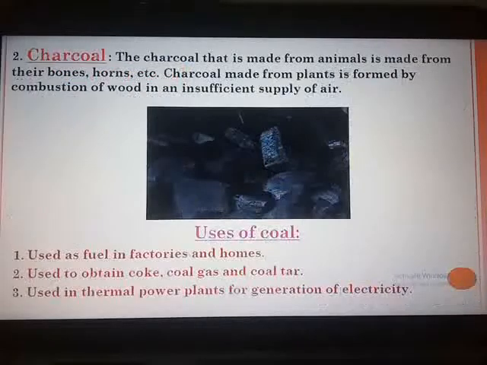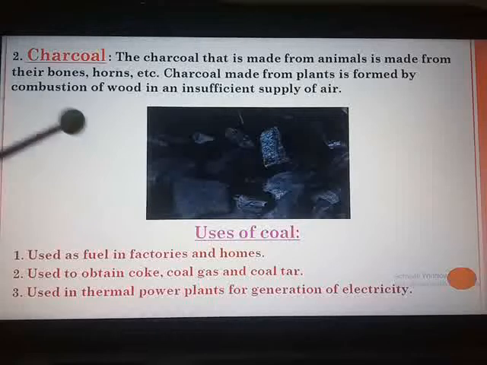The next is charcoal. You know charcoal, that is made from the animals. It is made from the bones of the animals, their horns, etc. and which is made from the plants. It is formed by the burning of wood in an insufficient supply of air. You can see the photograph.